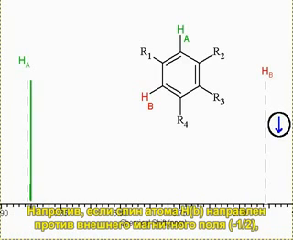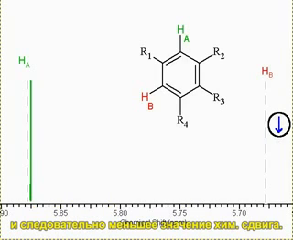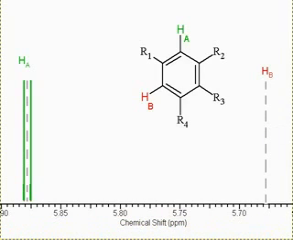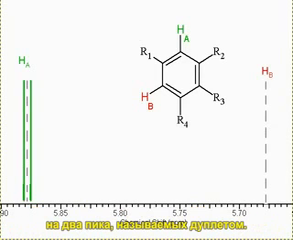Alternatively, Hb could be aligned against the applied magnetic field. It could be spin down, and therefore from the perspective of Ha, it will experience slightly less magnetic influence than before, and so its peak will be moved to a slightly lower chemical shift. So the presence of Hb causes Ha to be split into two, and that's called a doublet.